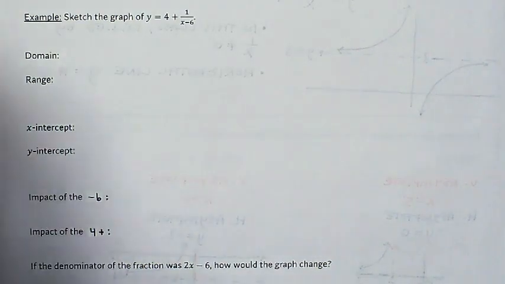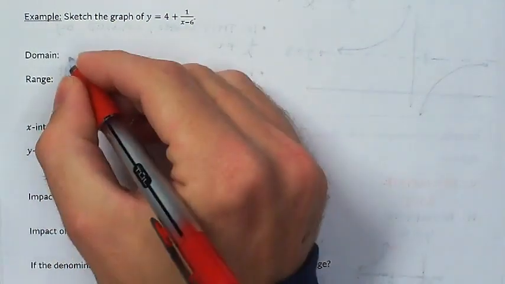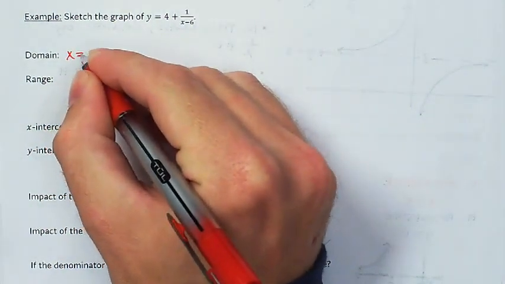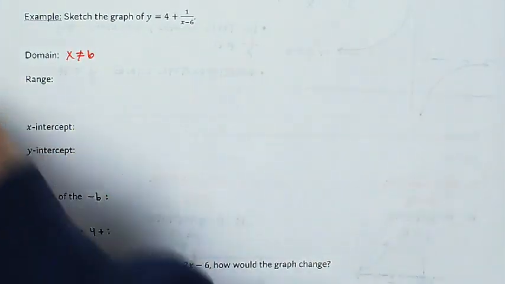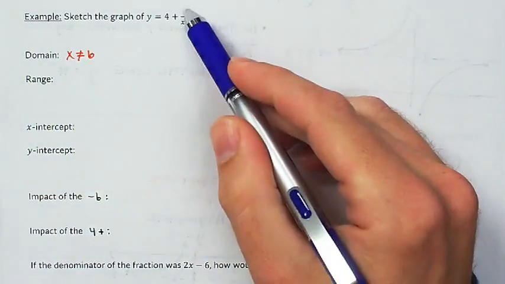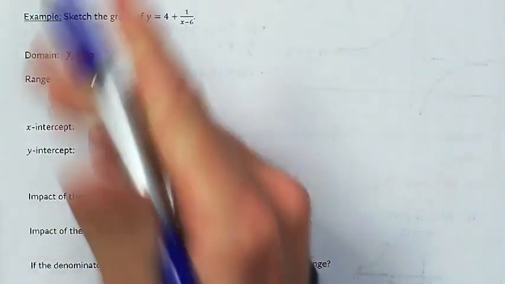So I think it's always good to start with the domain and range. So for the domain, we're going to grab the denominator and make sure it's not equal to 0. Okay, so that means that x can't be equal to 6, if x minus 6 can't be 0. For the range, well, I know 1 over x minus 6 is not going to equal 0, so y can't equal 4 plus 0.